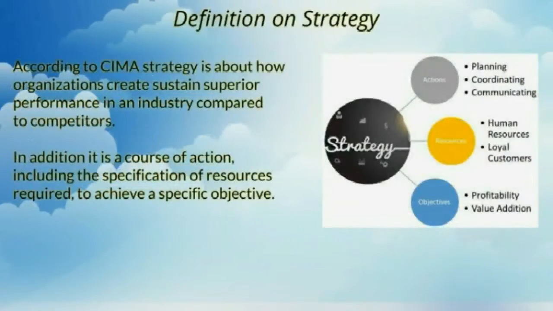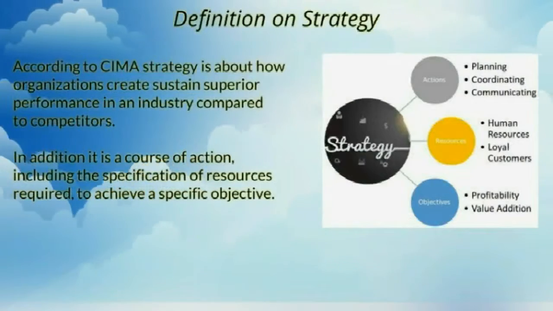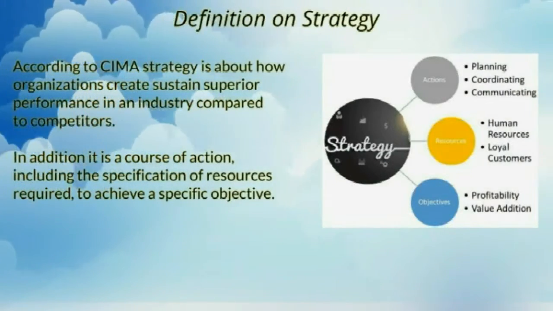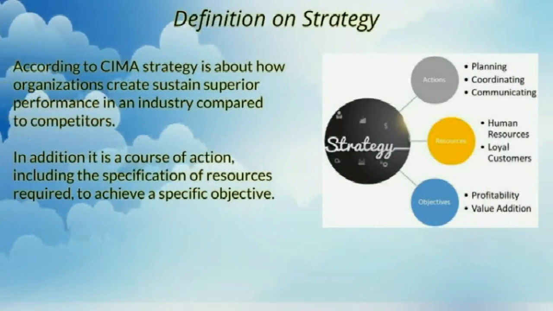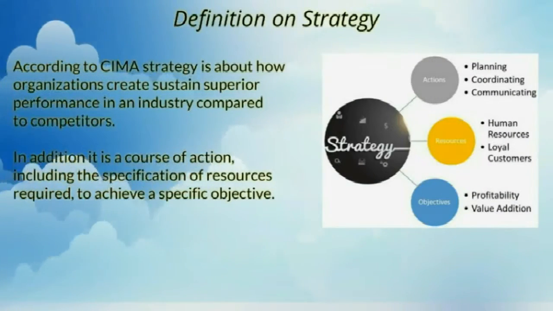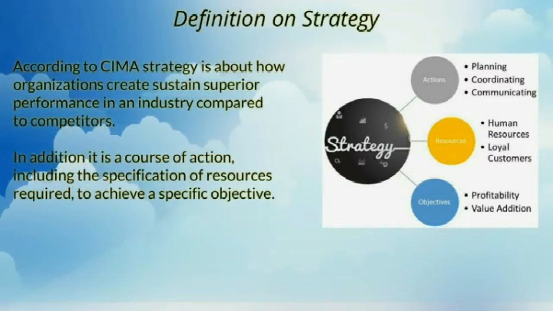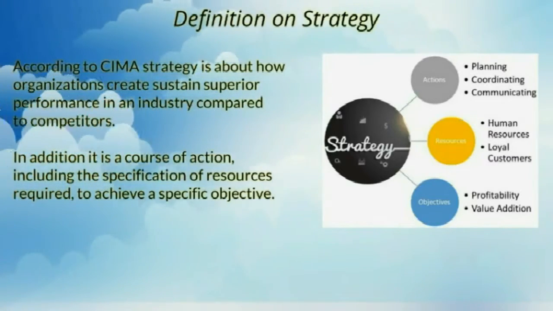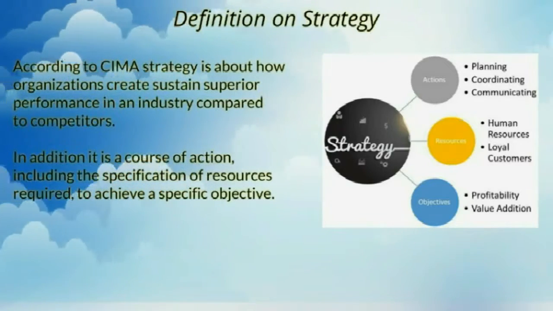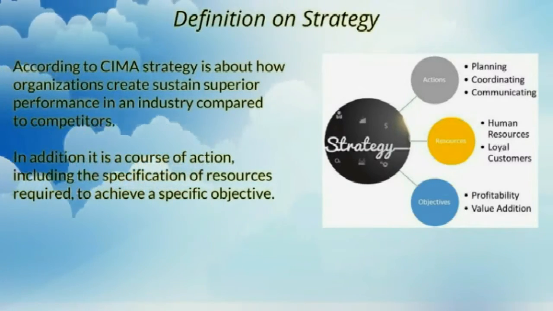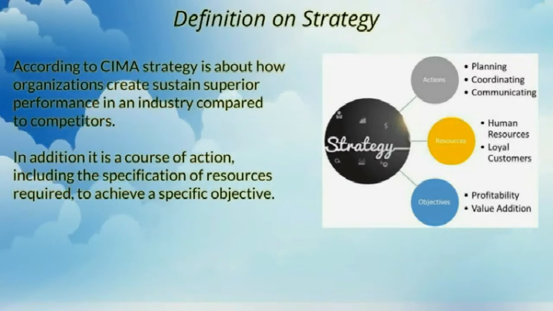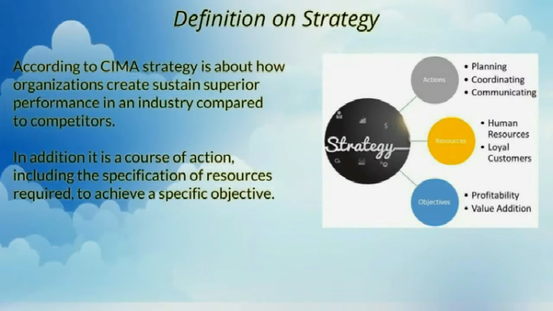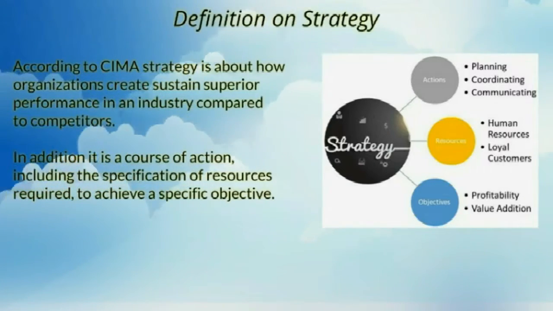Next we will look at the definition of strategy. According to Chima, strategy is about how organizations create sustained superior performance in an industry compared to competitors. In addition, it is a course of action, including the specification of resources required to achieve a specific objective. These three main parts of strategy: action, resources and the objective, are again divided into subparts.